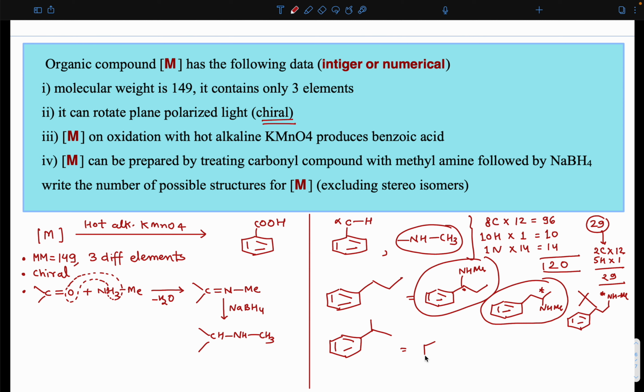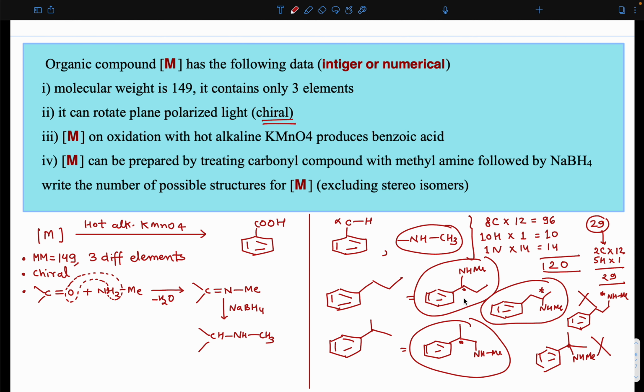For the isopropyl chain, now listen carefully. Keep NHCH3 here, you will get a chiral center, and that is correct. And suppose you keep the N-methylamine here, in that case chirality is lost, as well as there is no hydrogen. How would you get benzoic acid with KMnO4? So this is again a wrong picture.